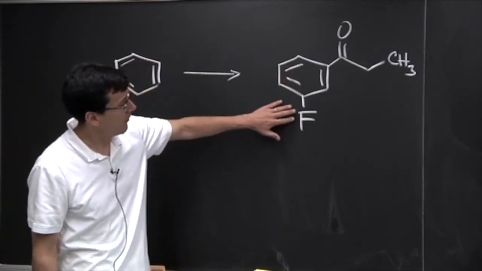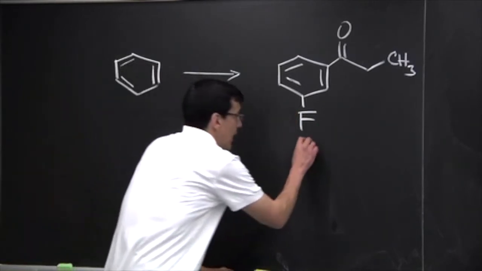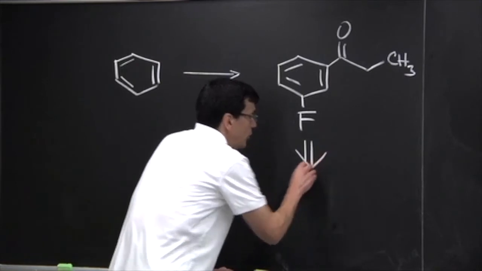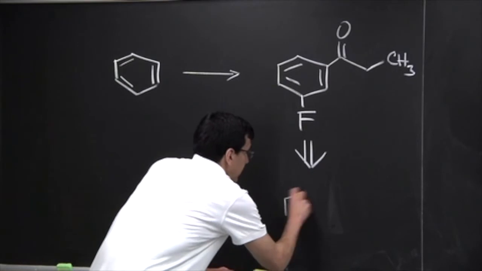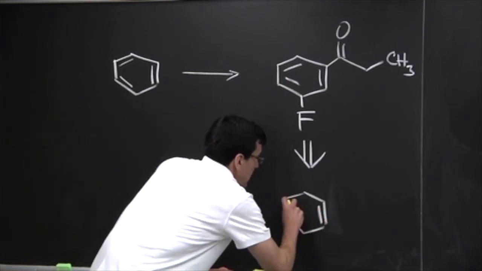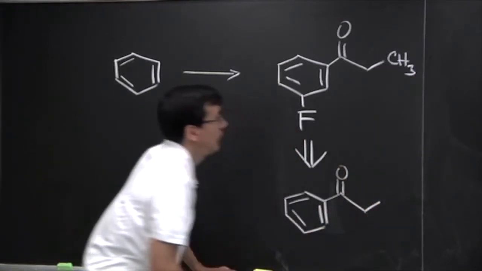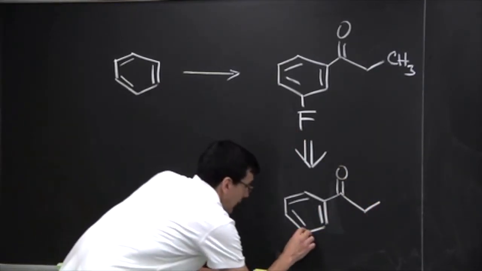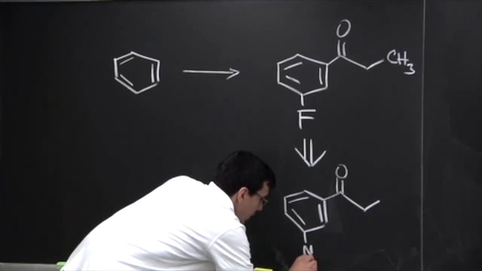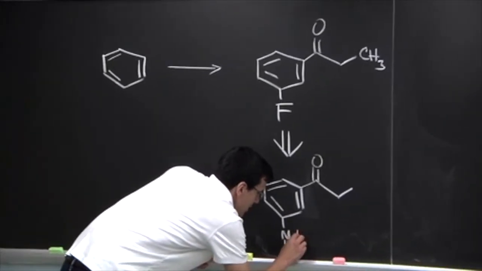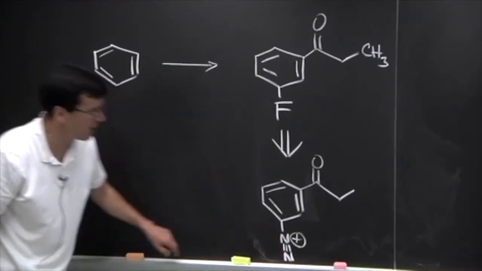Looking at this, what might draw our attention is the presence of a fluorine, and we really only know one way of installing a fluorine on a benzene ring, and that is diazonium salt chemistry. So perhaps a good beginning of a retrosynthetic analysis would be to say that this product would have come from the corresponding diazonium salt. So that's just N2+ there.